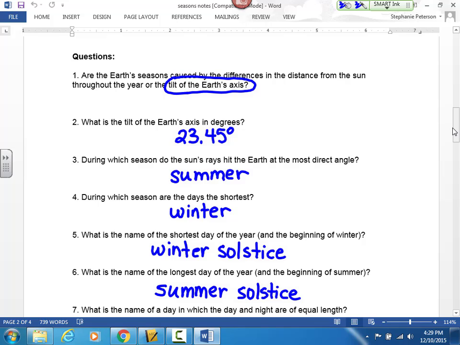Pause here if you need to write this down. I will be erasing to move to the bottom of the page.